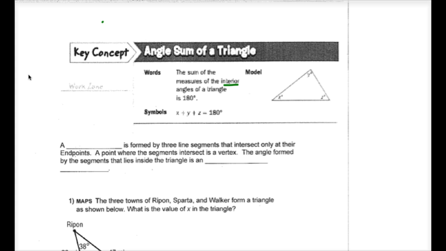A triangle has interior angles. Believe it or not, a triangle also has exterior angles. And we're going to talk about those today as well. Okay? There's the model, x, y, and z, and x plus y plus z equals 180 degrees. There's the symbols or the algebra behind it.